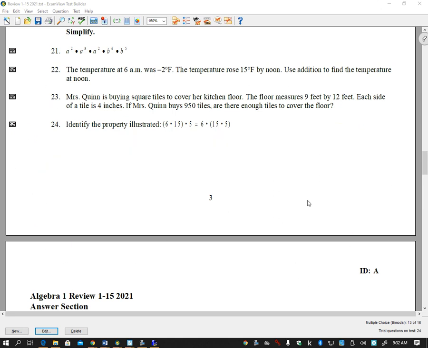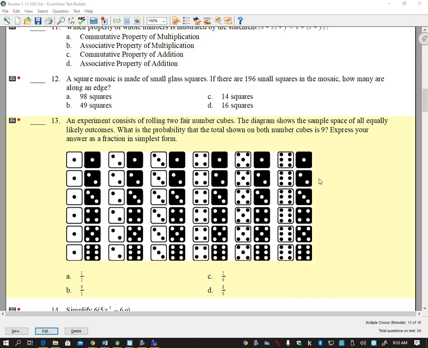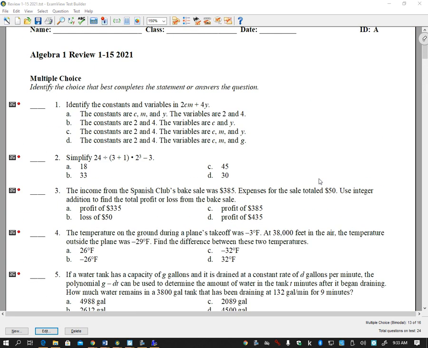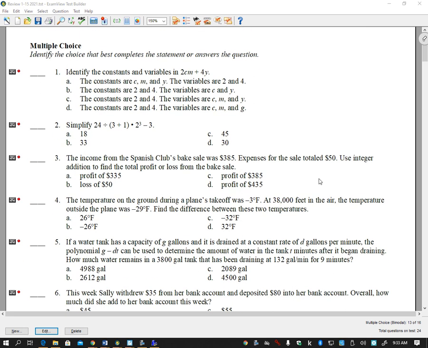All right, that was 23. Let's go back up to question number 1. Okay, identify the constants and variables in this. What are the constants? The constants are 2 and 4. Constants are going to be numbers. 2 and 4. Not 24, not 2, not 4, 2 and 4.